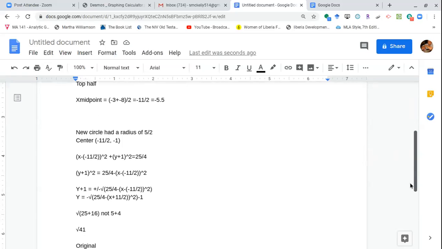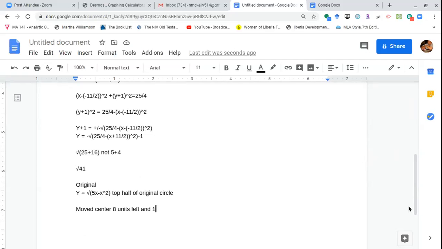Okay, 8 units left and 1 unit down. Now, you only want the bottom half. So essentially what you're doing with the circle that you have is you're reflecting it about the x-axis. Are you okay with that? Yes. All right.